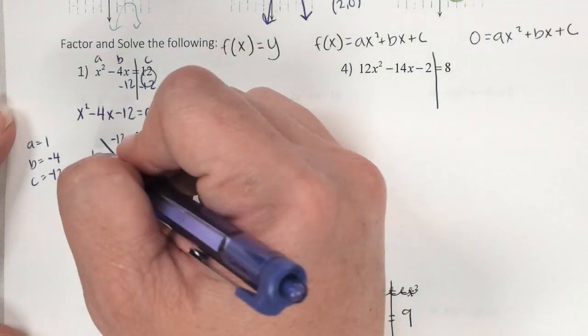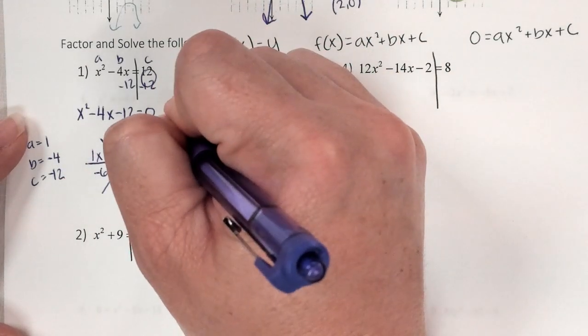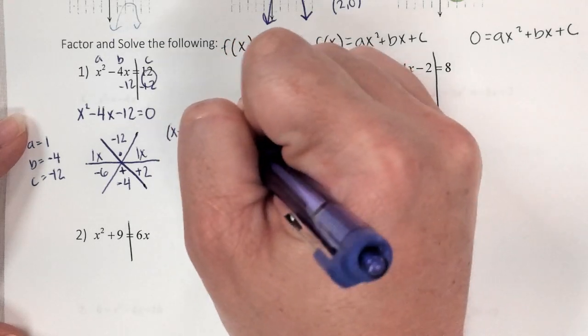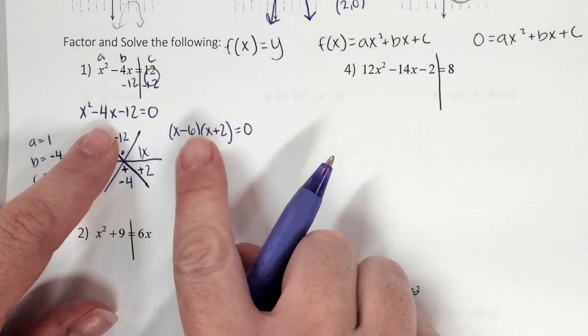Okay, because A is 1, those are my factors. So I'm going to rewrite this as x minus 6, x plus 2 equals 0, because this and this are equal. We just factored it.